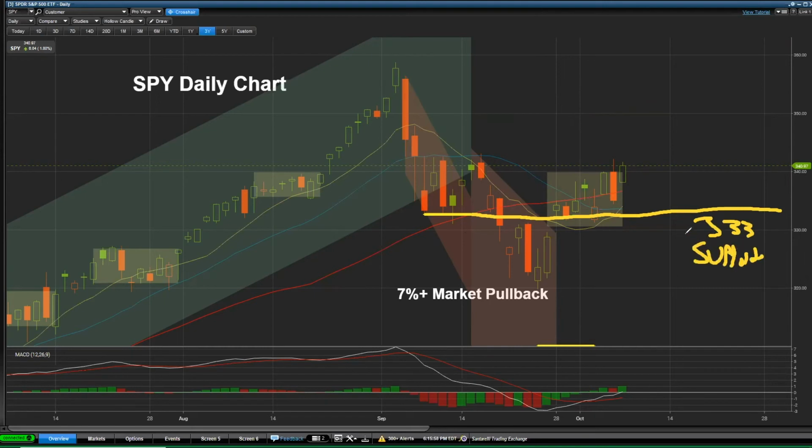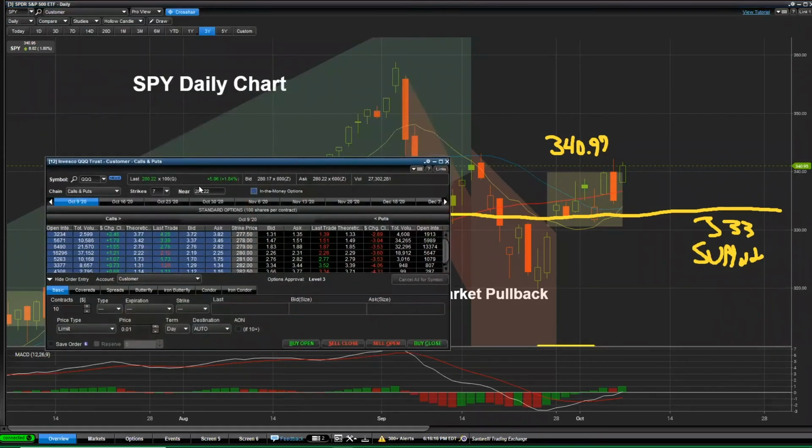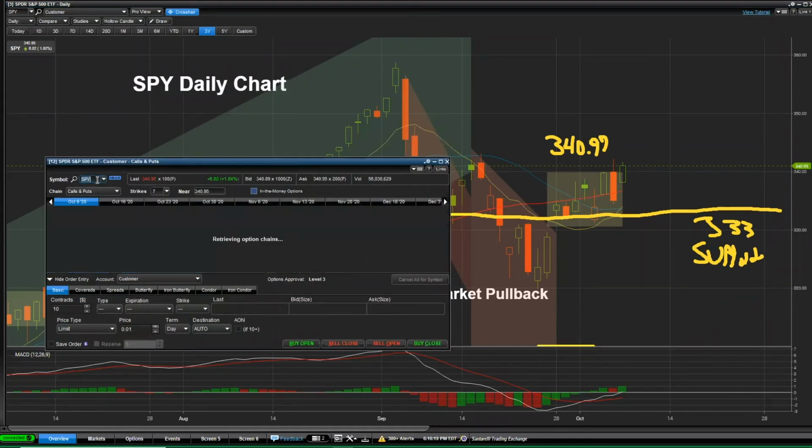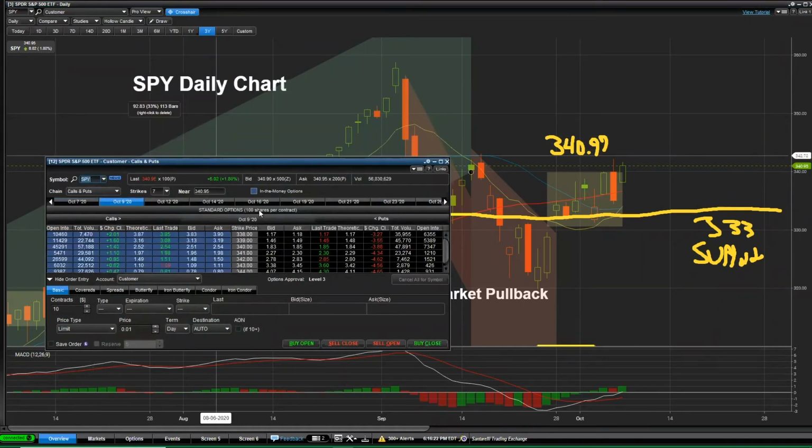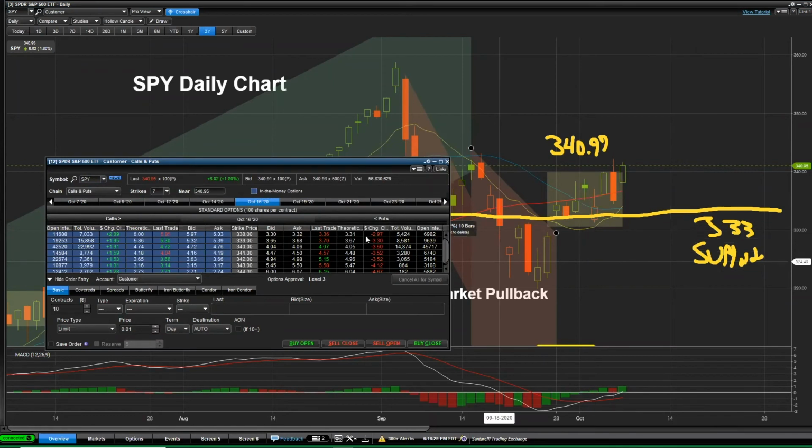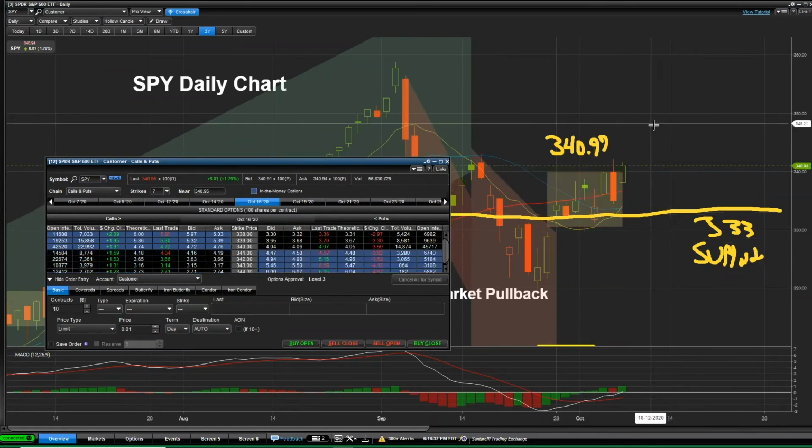Okay, now watch this, guys. If you've got a larger account, this is what's nice. The stock's at 340 now, right? We're at 340.97. Now watch this. If we bring up our option chain, and we say, let's look at a SPY in-the-money vertical spread for October 16th monthly expo. Now, since 333 is our support, that means we want both of these strikes for this call spread, if you're bullish, to be below that 333 support.